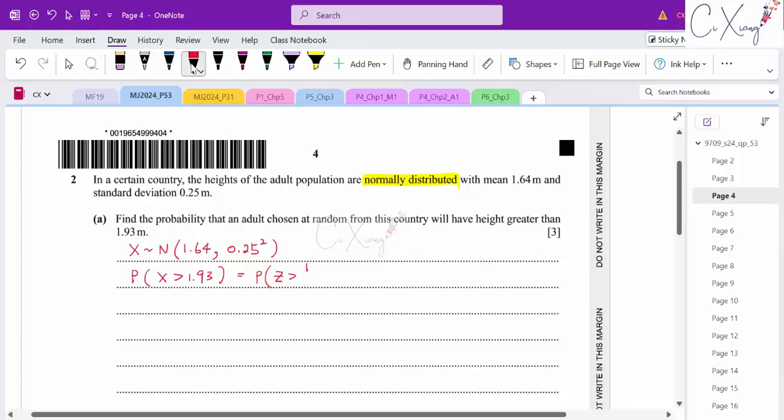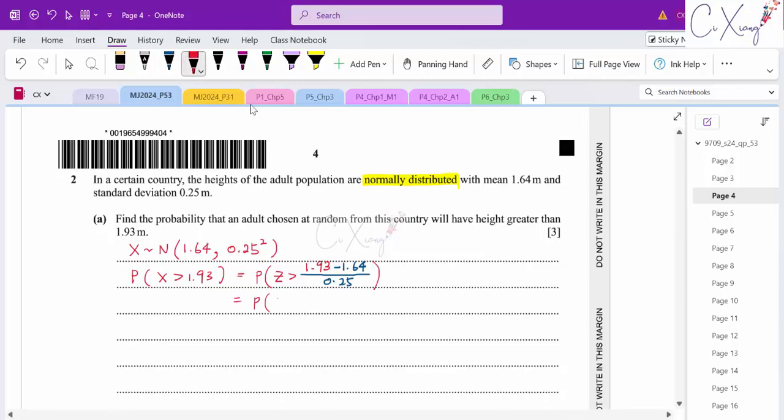So how do we standardize it? We take the value of X, then minus the mean, minus 1.64, divided by the standard deviation, so divided by 0.25. So try to get the value of Z. The value of Z that we get for this one is 1.16.